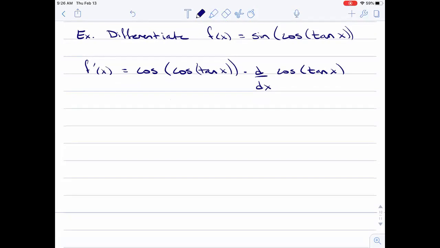Okay, more chain rule here. Leaving the cos of tan x on its own because that's done now: cos of tan x times the derivative of cos, which is negative sine, leaving the tan x on its own on the inside, times the derivative of tan x, which is just going to be secant squared x. I just did it.